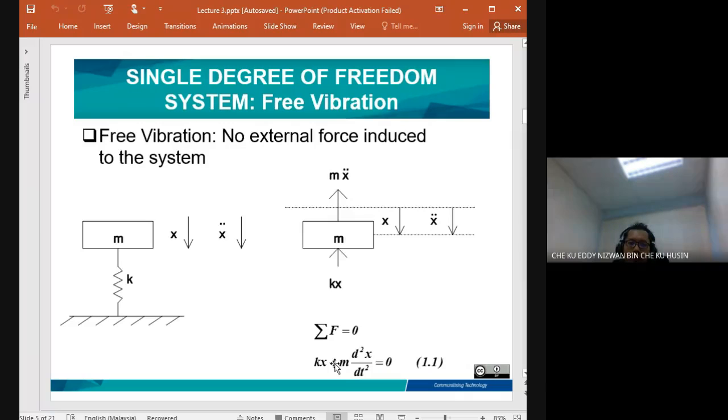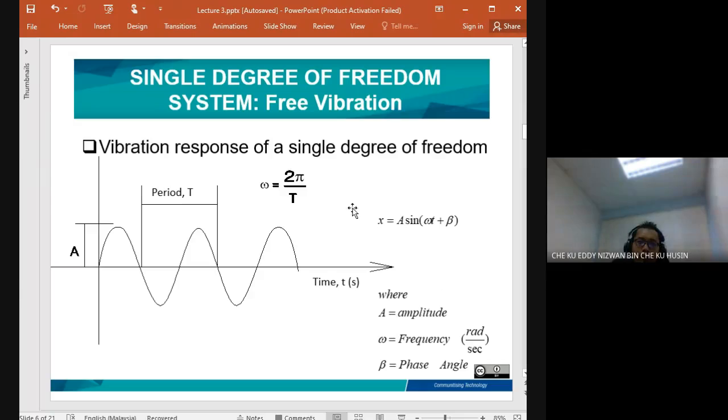So this is the equation of motion, from which we can derive the motion, which is what we are interested in. We want to solve for the x value. x is what we call the response, the motion. So this is the vibration response for the single degree of freedom.